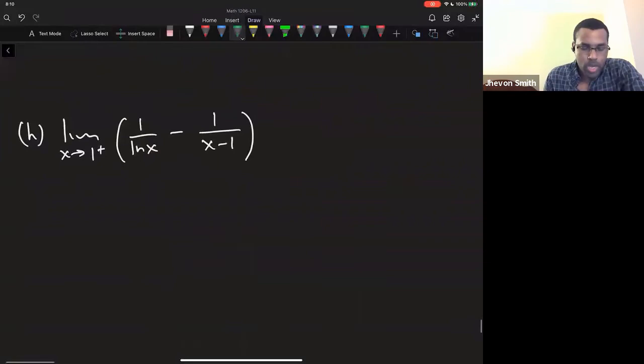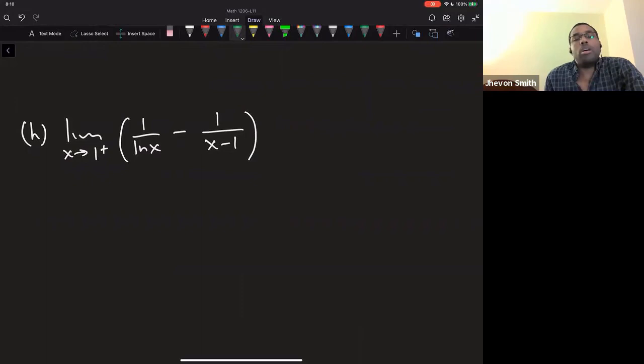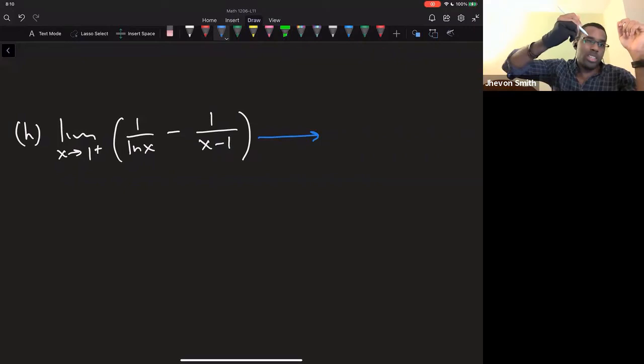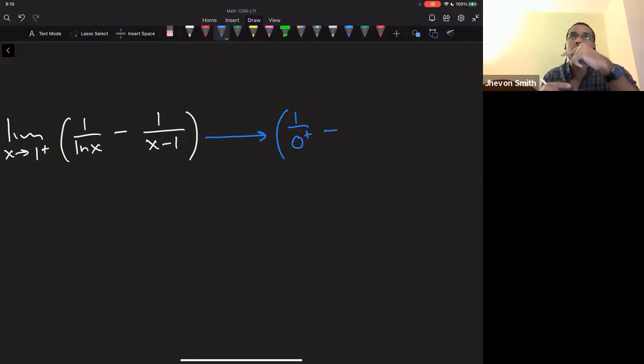So here's another. We have the limit as x approaches 1 from the right of 1 over ln x minus 1 over x minus 1. Let's check what this is. If I'm approaching 1 from the right, I know that log of 1 is 0, so ln x approaches 0 from the right. Minus, if I'm approaching 1 from the right, I'm always a little bit bigger than 1, so x minus 1 is always slightly positive.